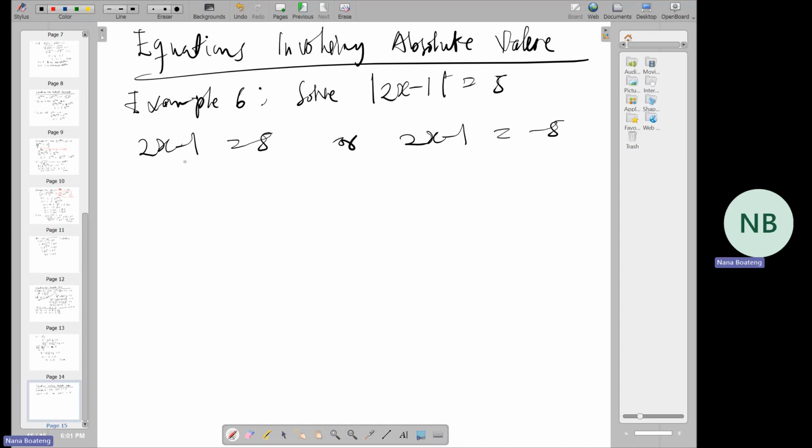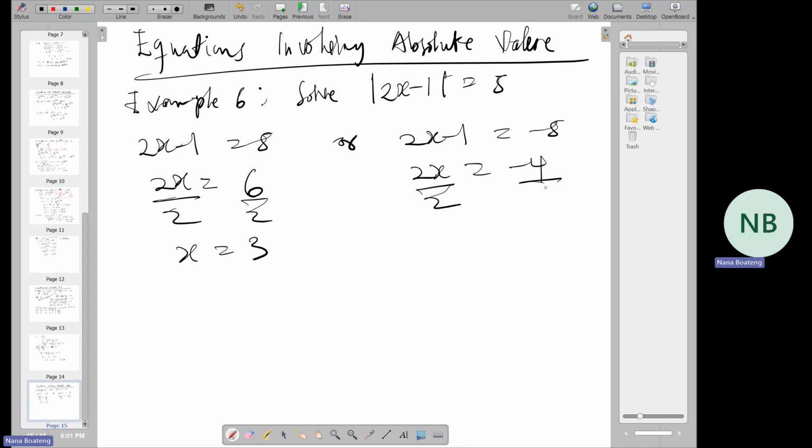So 2x minus 1 is equal to 5. If we add 1 on both sides, we have 2x is equal to 5 plus 1, which is 6. And if we divide both sides by 2, then we have x is equal to 3. And on this side, if we add 1 on both sides, we have 2x is equal to negative 5 plus 1, which is negative 4. We divide both sides by 2. So we have x is equal to negative 2.